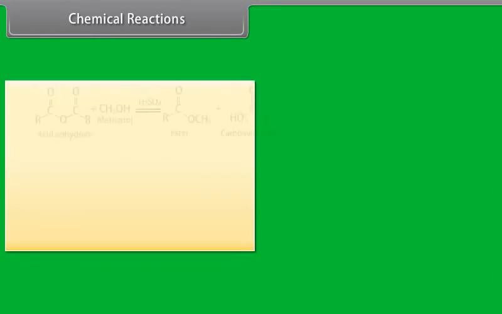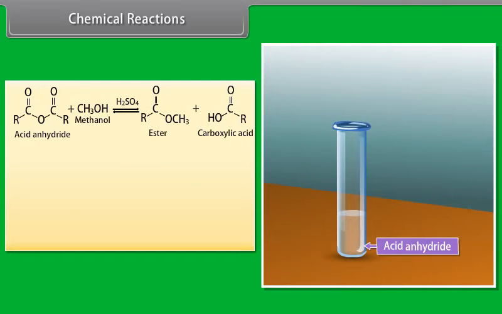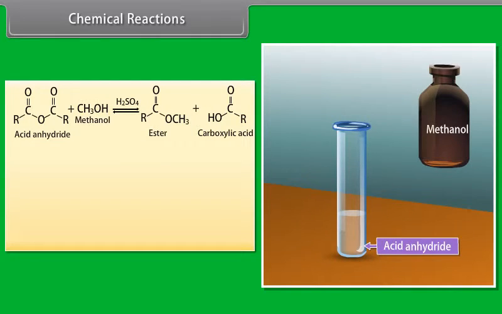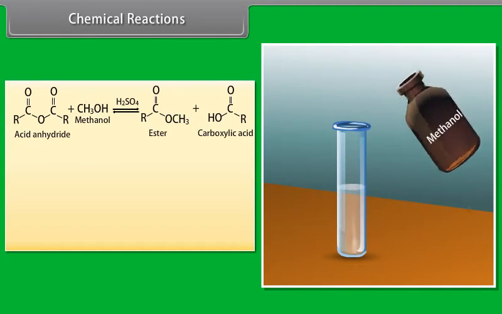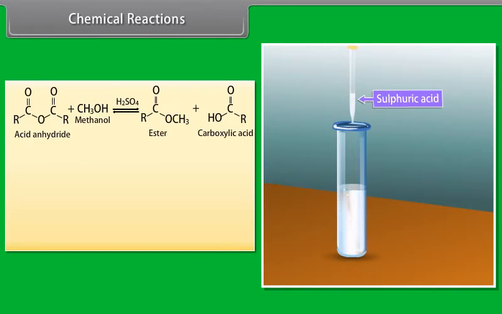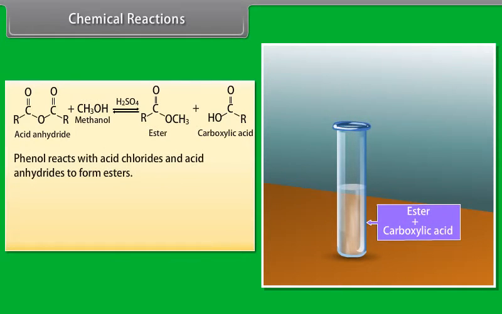Chemical reactions. Esterification. Alcohol reacts with carboxylic acid, acid chlorides and acid anhydrides to form esters. Isopropyl alcohol reacts with acetic acid in the presence of sulfuric acid to form isopropyl acetate and water.